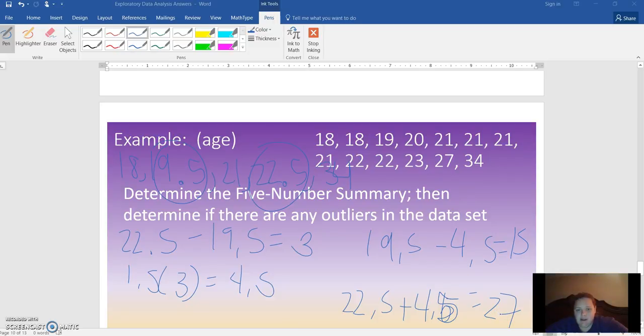So this is our ages, remember? Anybody who would be less than 15 would be an outlier. Anybody who's greater than 27 would be an outlier. All right, so 34 is really the outlier. You could argue 27 and 34, and I might give credit. But then we have no numbers over there. All right, so our outlier is 34.